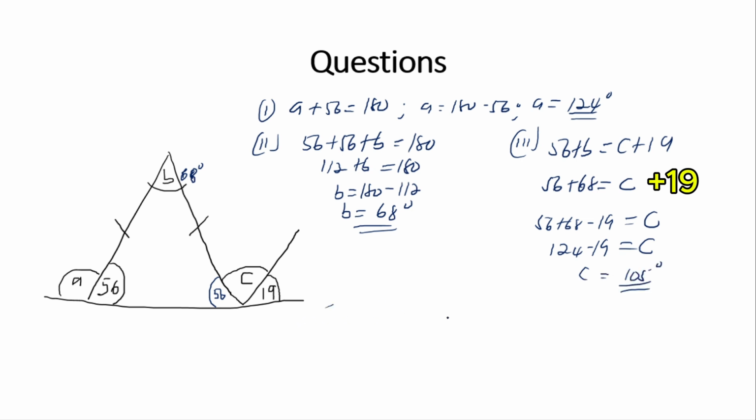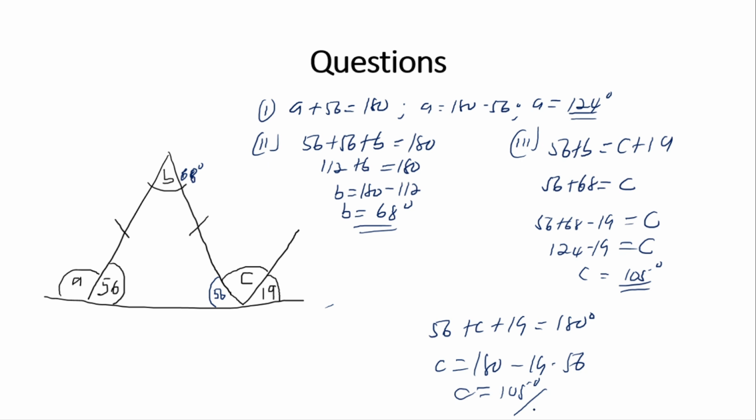Another way to solve this is that we know that this is a straight line and we have adjacent angles formed on it. And so 56 plus C plus 19 equals 180 degrees. And so C equals 180 minus 19 minus 56. And if you calculate it well, you're going to end up getting 105 degrees, just as this one.